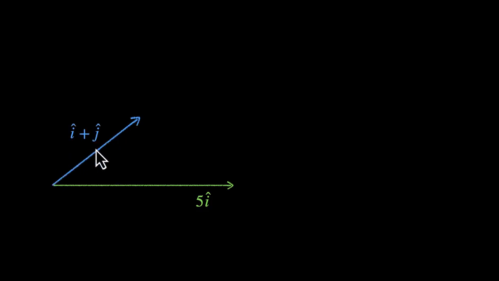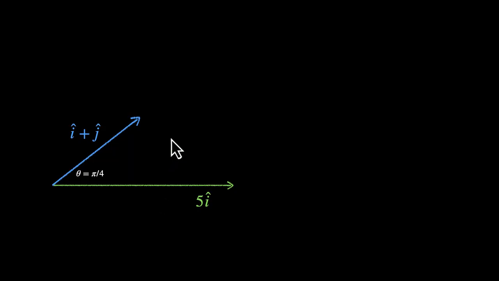In this video, we're going to cover a beautiful concept from the vector world called projections. So let's make some vectors. We have this green one, 5 i cap, along the positive x-axis. And we have this blue one, i cap plus j cap, making an angle of 45 degrees with this one. Now, how do projections work?